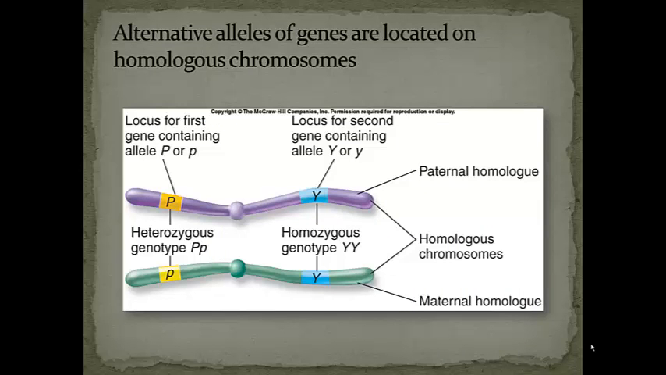This also can show you the dad's chromosome is purple, mom's chromosome is green in a particular individual. And you can see that for gene Y, this individual is homozygous, identical information. For gene P, heterozygous. So it's not a question of the entire chromosome being alike. It's gene by gene.